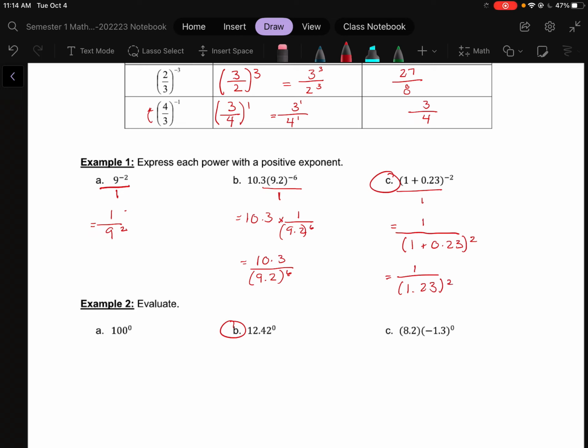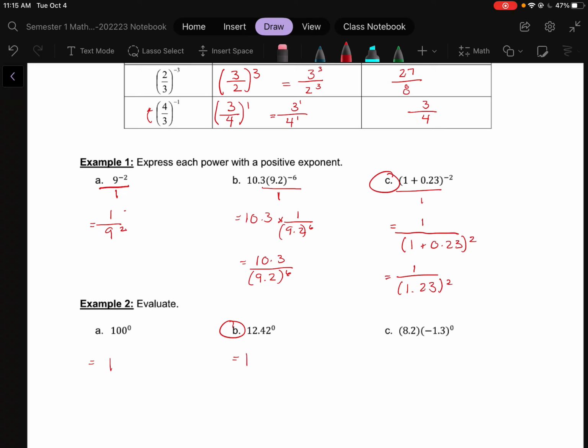Now for example 2, this is when we have our exponents to the power of 0. So 100 to the power of 0 is going to be 1. I want you to pause this now and put this into your calculator. What is our answer? So our answer, 12.42 to the power of 0 is always 1. We always knew that.